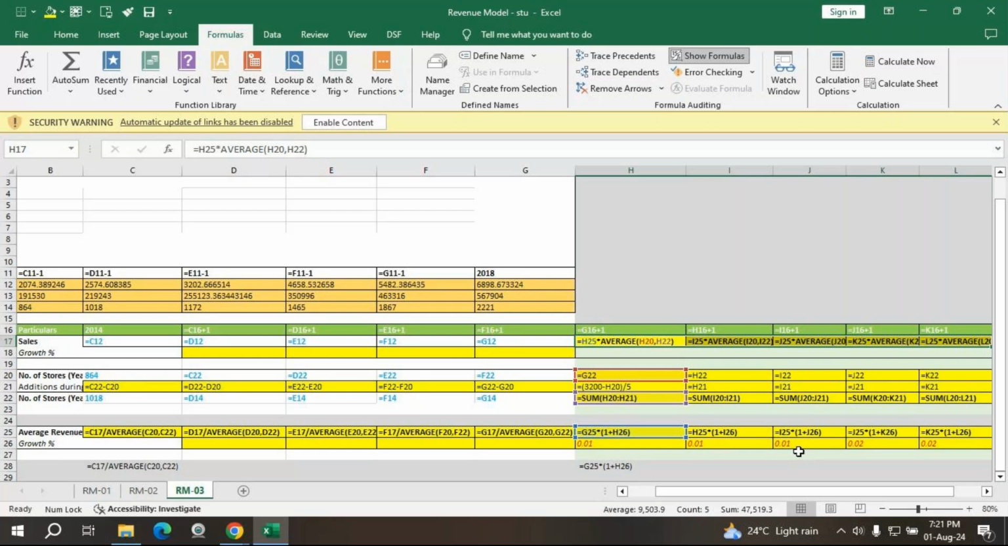Ma'am, how do we open the formula? Show formulas. So just go to this formulas tab and here you have the show formula. Just decrease the size of your screen and click on show formula. Whatever the formula you have applied, it will be visible. Yeah, ma'am.